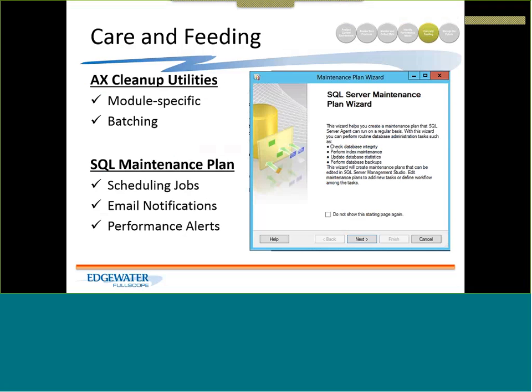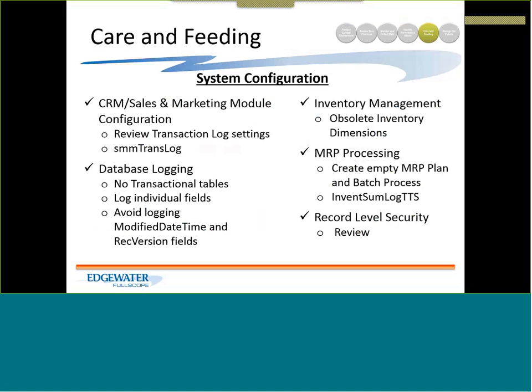There are module-specific cleanup utilities in AX, and these really should be configured at the beginning of your implementation so your tables don't bloat out of control and then it becomes an issue. There are things like the CRM tables, where you can set some of the settings to log less. There's a cleanup utility to keep the invent dim table under control by deleting obsolete inventory dimensions that are no longer referenced by transactions. There are so many of them that should be set up and configured as batch jobs to keep that stuff clean.